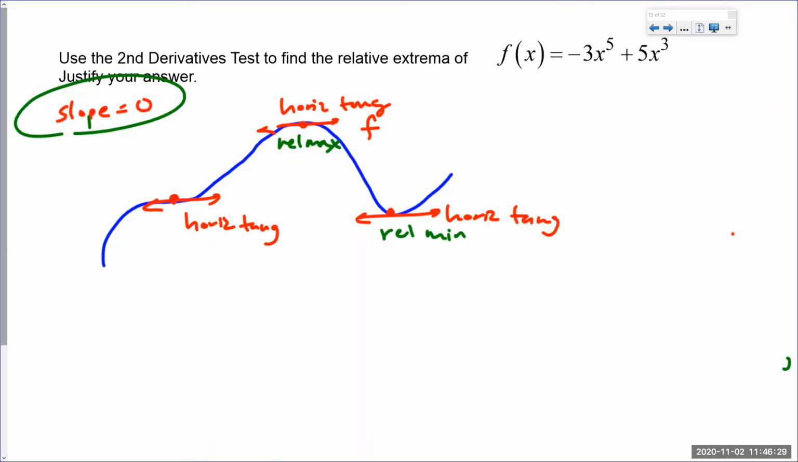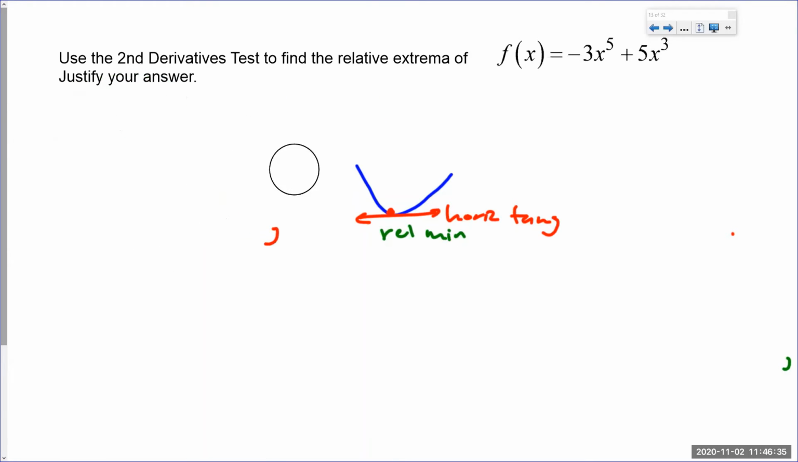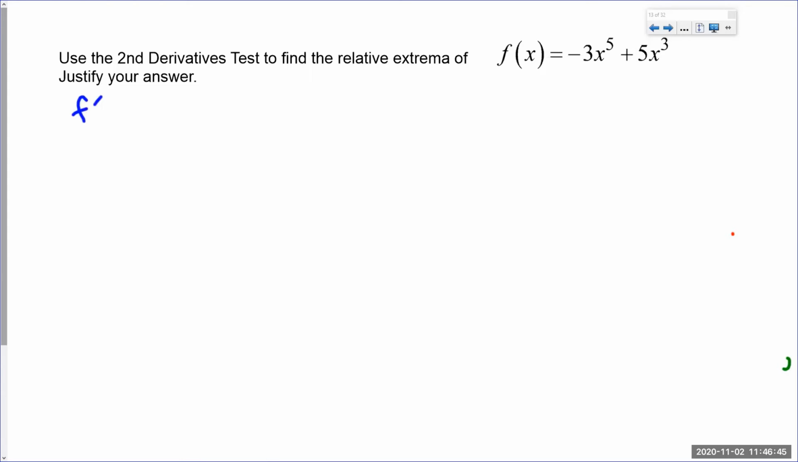Okay, so these are our 3 possibilities, and what I really want to do is find where all the slopes of 0 are. Because if I know the slope is 0, and I'm concave down, I have a relative max. If I know the slope is 0, and I'm concave up, then I have a relative min. So to find the slope of 0s, what I do is I set my slope equal to 0, and find all the points where that could be true. So the first derivative is equal to negative 15x^4 plus 15x squared, okay?